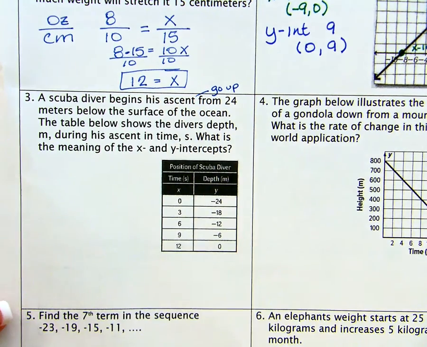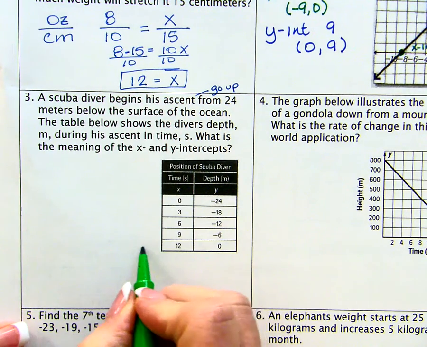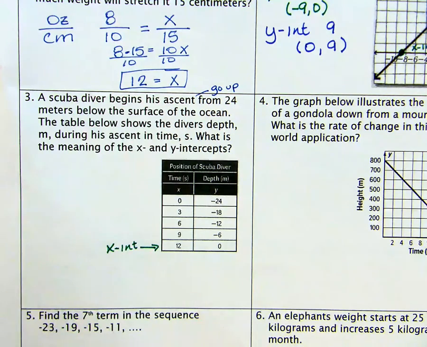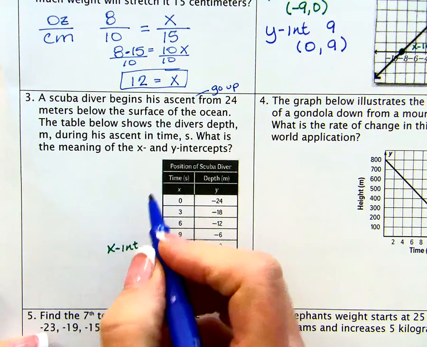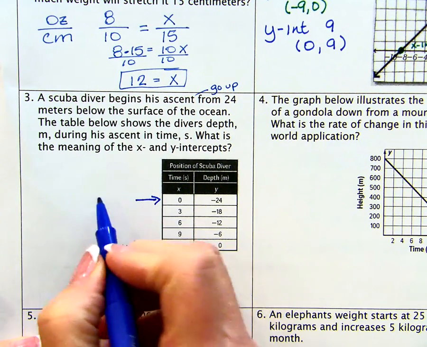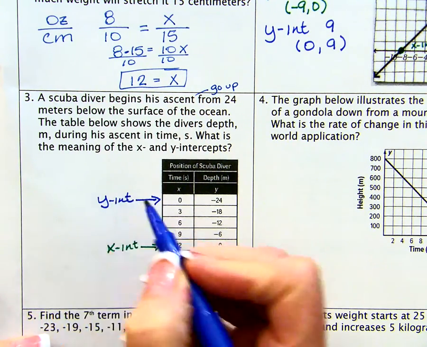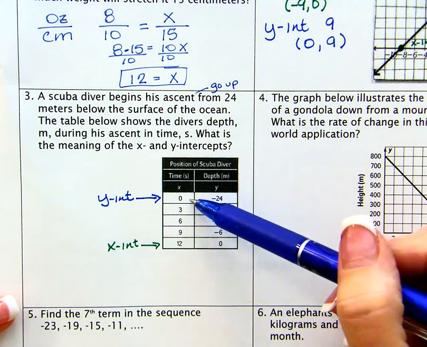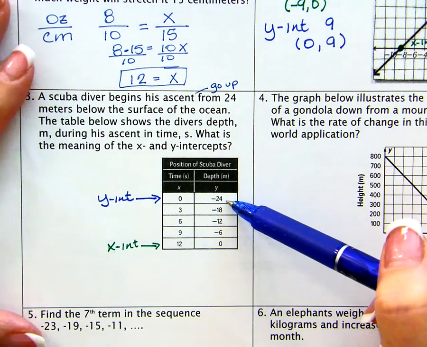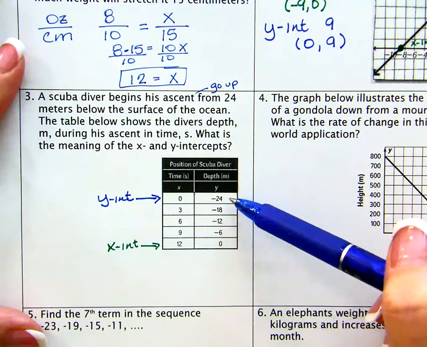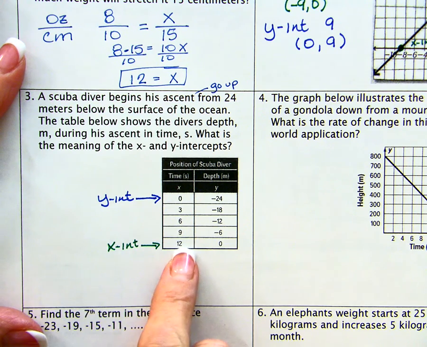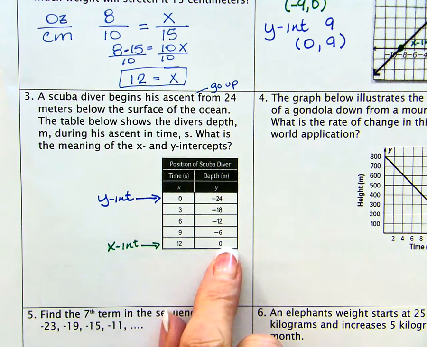So here is our x-intercept. Go ahead and do that in green. And here is our y-intercept. So the y-intercept is showing us that the diver is at 24 meters below the surface of the ocean, and the x-intercept is telling us that we have 12 seconds to reach the surface.